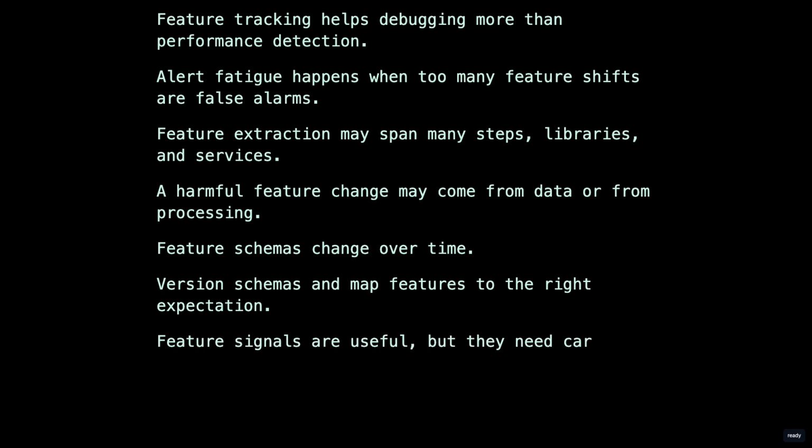These issues do not make feature monitoring less valuable. They just mean the alerts should be designed with context, so the signals help you understand the system instead of overwhelming it.